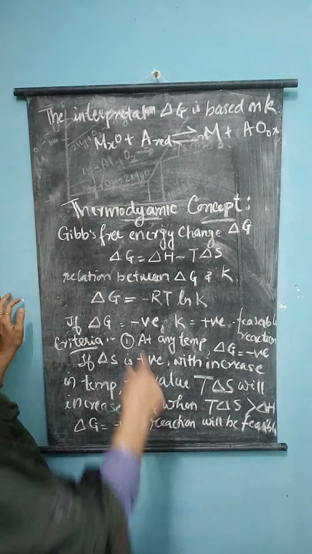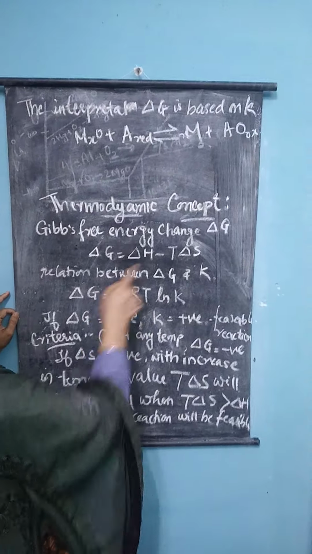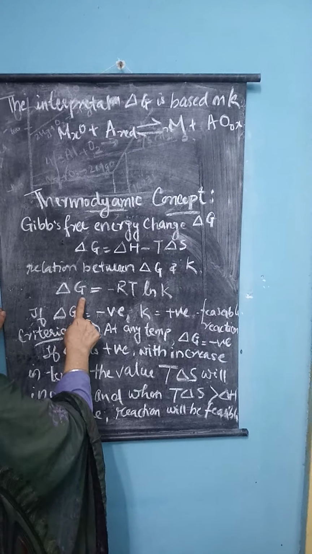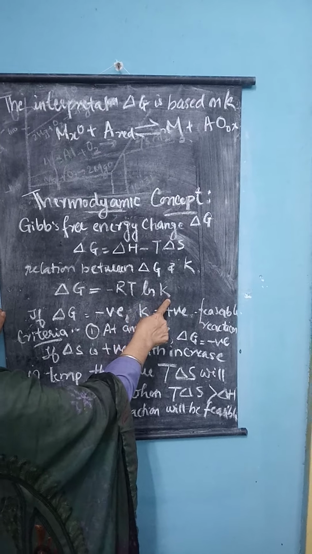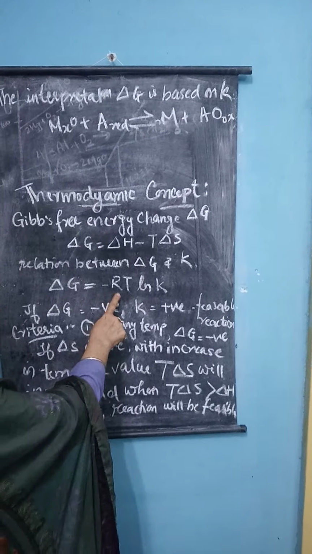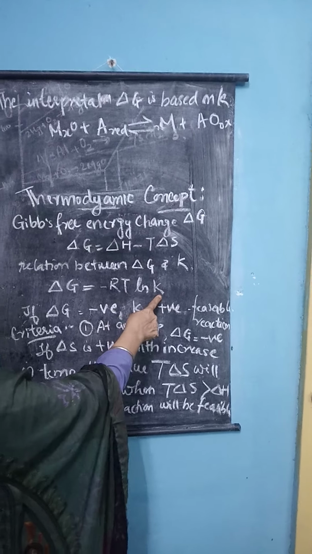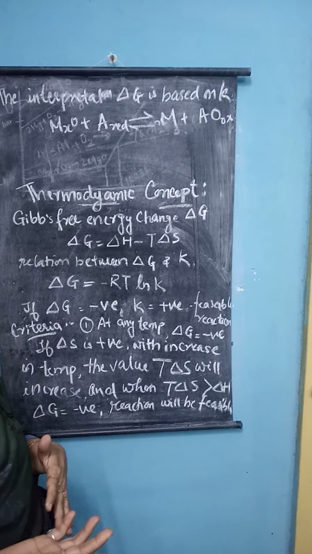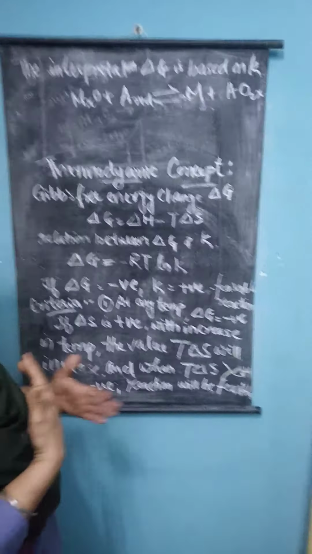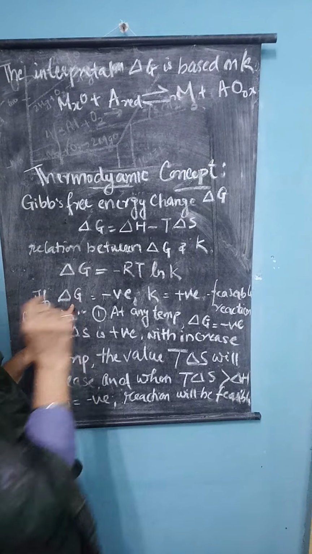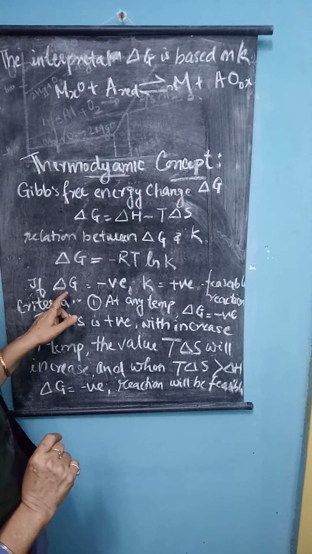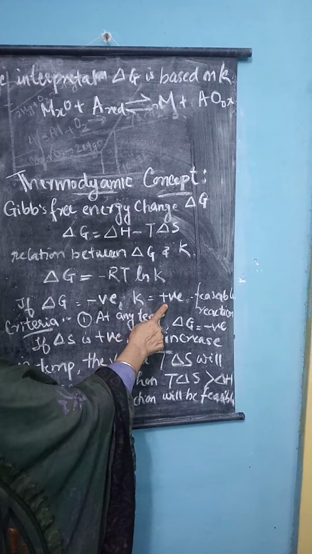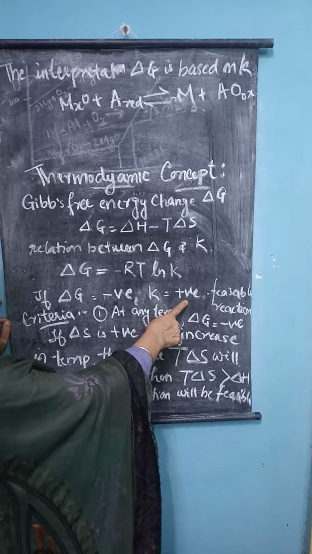Now the relation between ΔG and K. We can relate this Gibbs free energy to K: ΔG = −RT ln K. Here R is the constant, T is temperature, and K is again a constant. For any chemical reaction to be feasible, to move forward, ΔG should always be negative. For ΔG to be negative, you will find that the K value comes out to be positive. Every time this will be positive.